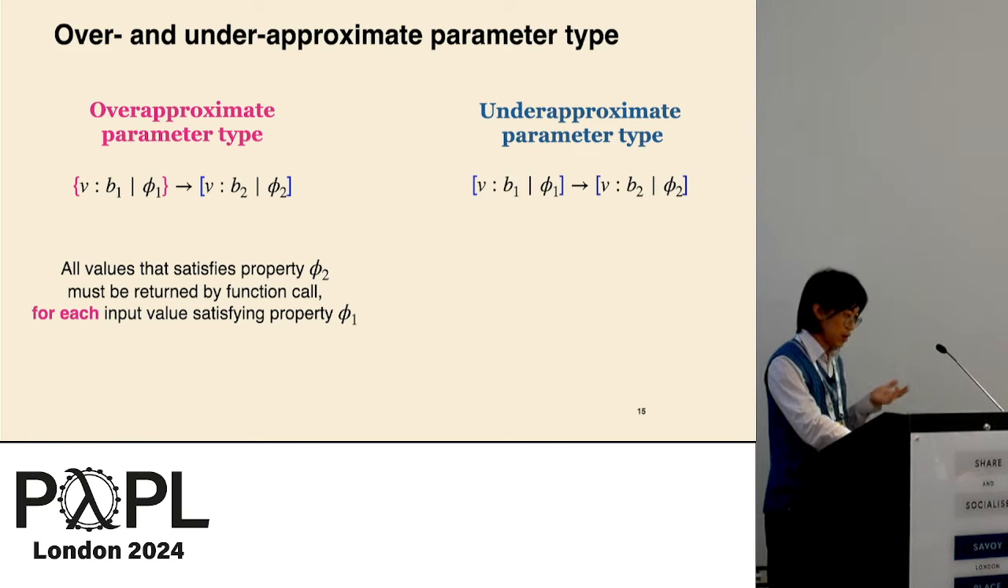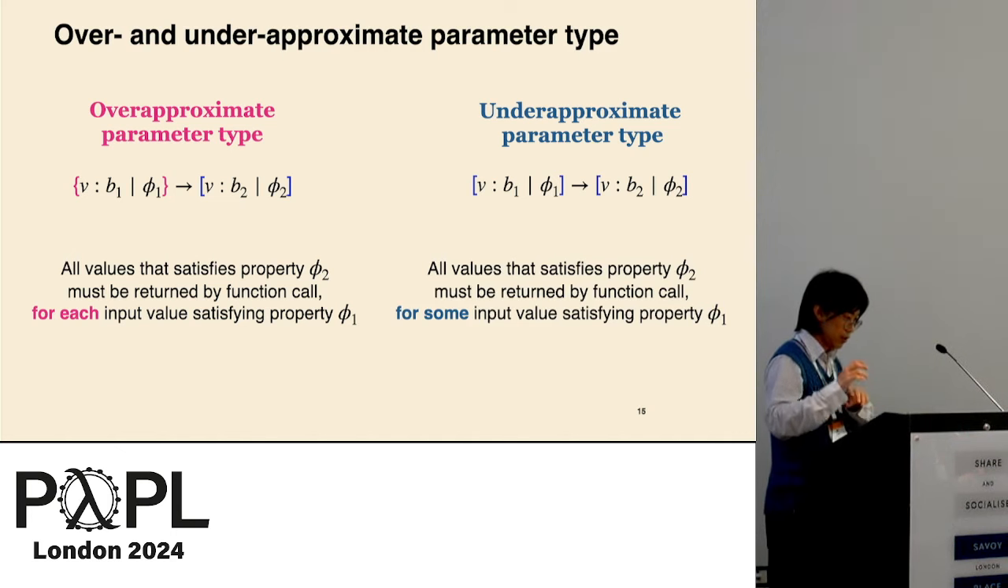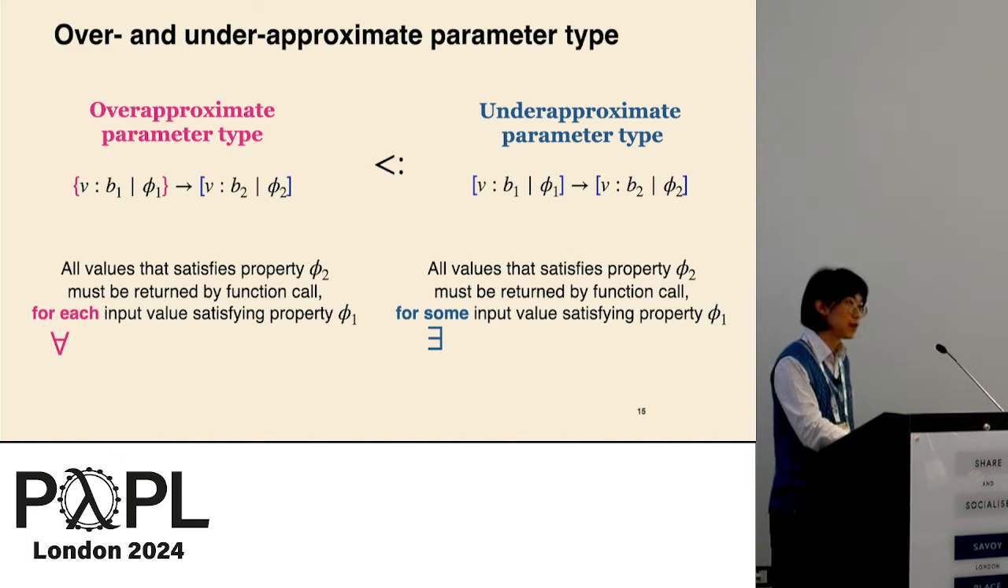And if you use the under-approximation parameter type, it's similar to the left-hand side, but we use different brackets to indicate that it's an under-approximation parameter. And the meaning of that: the first two lines are the same. The difference is that we say for some input value that satisfies the property phi1. So the difference is that one is for all, another is exists. So in some sense, because the left-hand side is for all and the right-hand side is exists, the over-approximation parameter type is also a subtype of, it's more precise than, the under-approximation type. But the other direction doesn't hold.